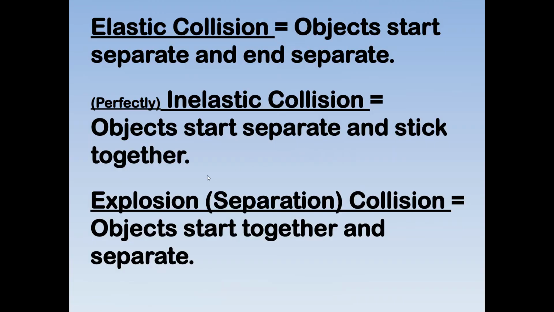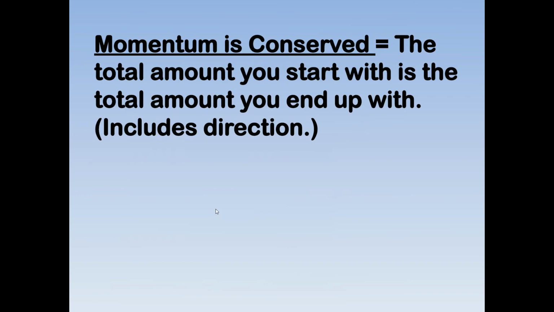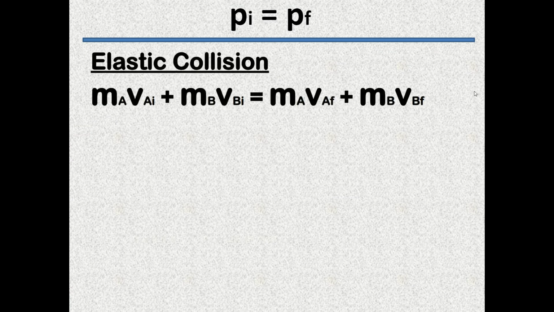And that brings us to our single biggest rule for momentum, and that is momentum is conserved. The amount you start with is the amount you end up with, and that includes direction. So momentum initial total equals momentum final total. Now, this first equation says elastic collision, but this is the momentum collision equation for any 1D collision. This works with any type.